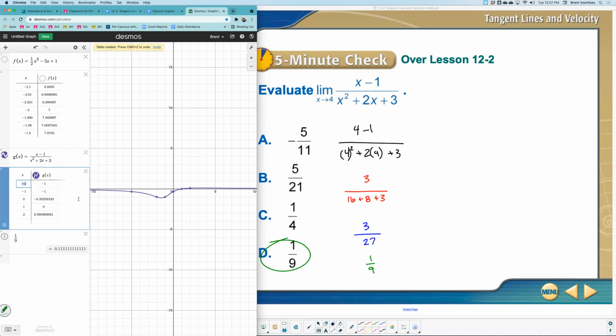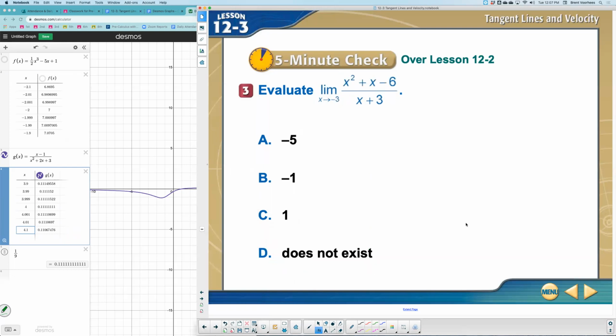Specifically, we're looking as x closes in on the value 4, so I could do 3.9, 3.99, 3.999, and then I'll do a 4. Do kind of the same thing: 4 plus 1,000th, 4 plus 100th, and 4 plus a 10th. And just like that, you can see that it's approaching the value of 1/9.